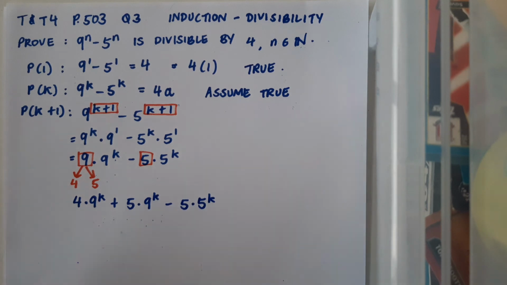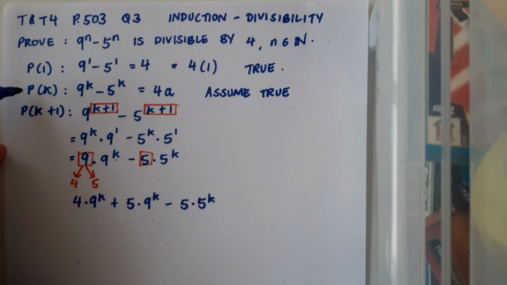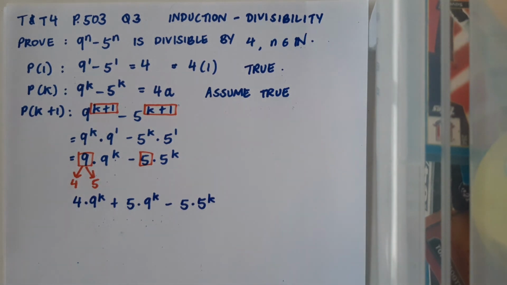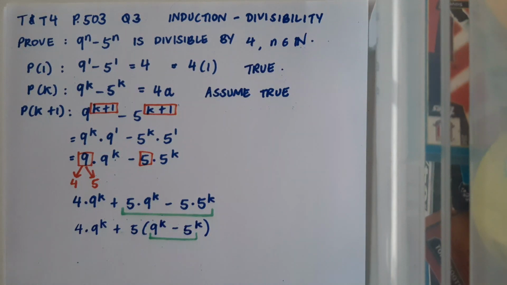And this echoes my P(k) line previously in the question. These two terms that I have at this stage now have a common factor of 5. So I'm going to factorize that out. And that reveals quite clearly my P(k) line. And since I made an assumption earlier on that this was equal to 4a, I can now replace this part of the statement with 4a.